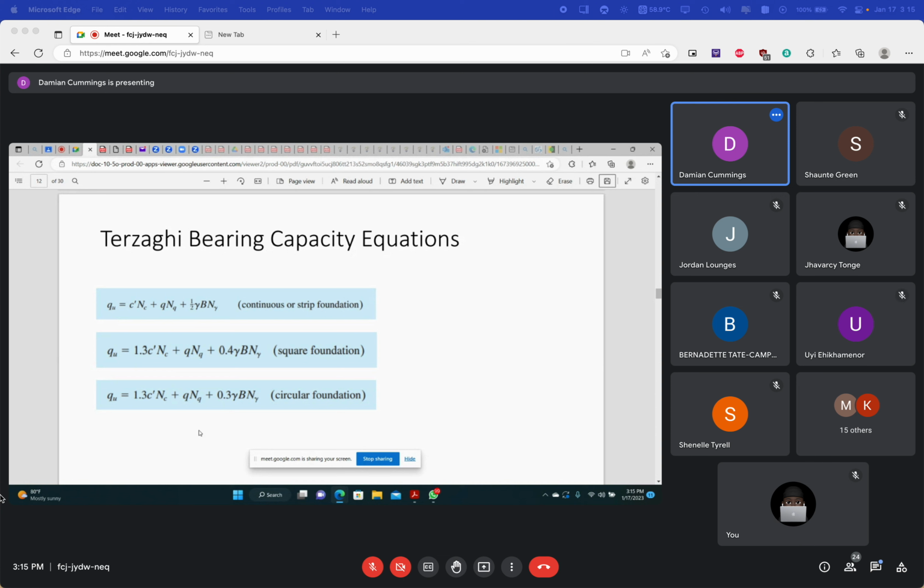Yes, sir. All right. Plus 0.4 times gamma, which is the unit weight of the soil, times B, which is the breadth of the foundation, times N gamma. Good. And for a circular foundation, it's 1.3 times the soil's cohesion times Nc plus q Nq plus 0.3 gamma times B N gamma.